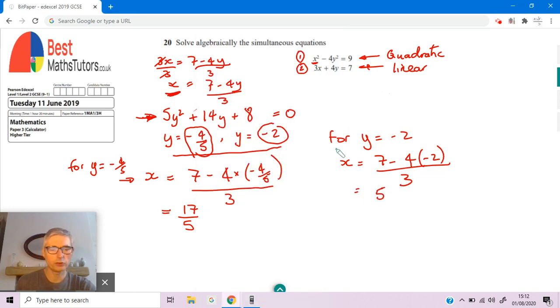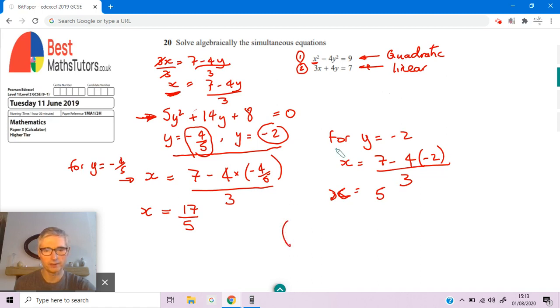And these are our two solutions, but what we need to do is very clearly link them. It's not good enough just to have various solutions floating around, y is 2, x is 17.5, and not connect them together. So what I could do is give them as pairs of solutions. So I could write them as a coordinate, which is a good way of showing it.